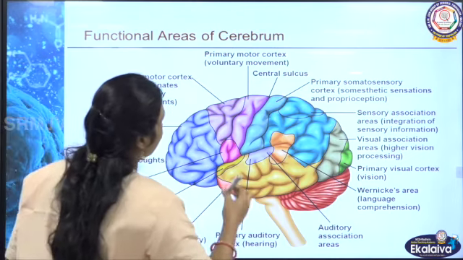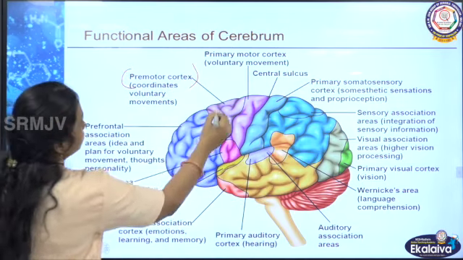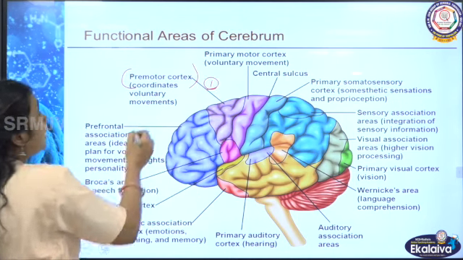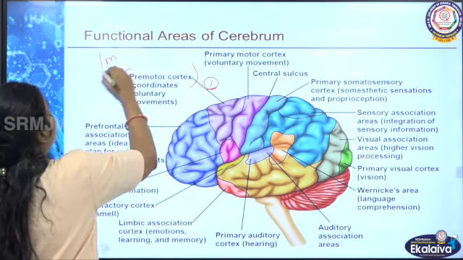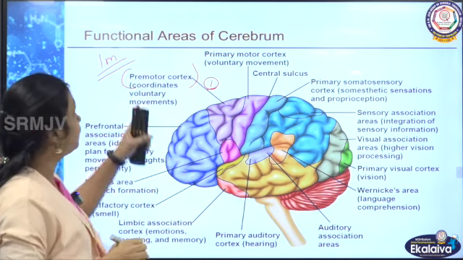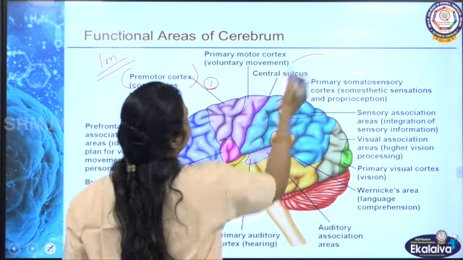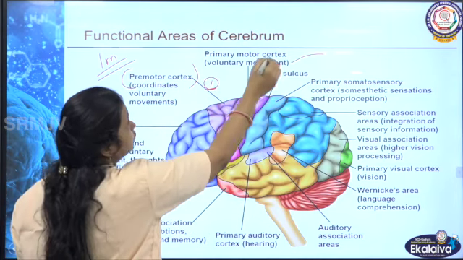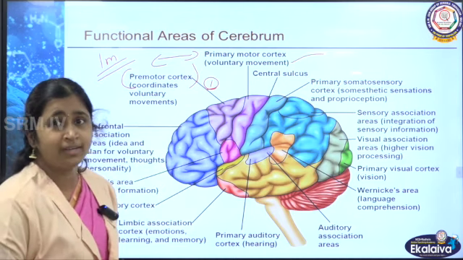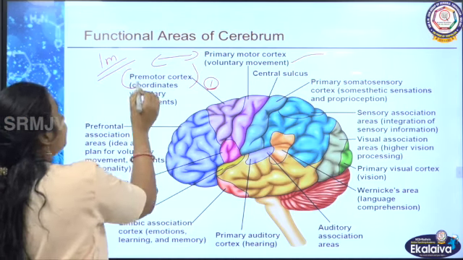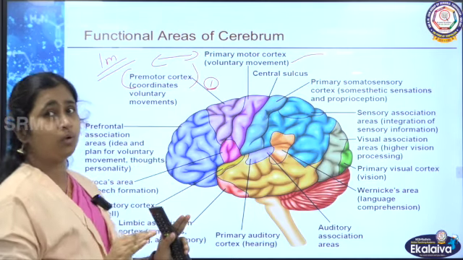So first, we'll start with premotor. Premotor cortex, this is the premotor cortex region. It coordinates voluntary movement. It's a very important 1-mark question. Which coordinates voluntary movements? Premotor cortex coordinates voluntary movement. And the area associated with voluntary movement is the primary motor cortex. There is a major difference between these two things. You may have confusion in the exam, so listen carefully. This coordinates voluntary movement, whereas that is only for voluntary movement, which controls the voluntary movement.